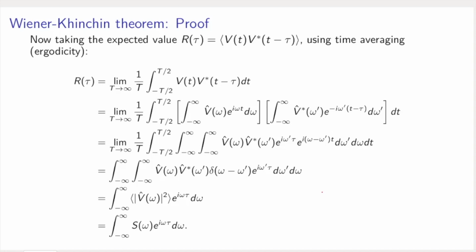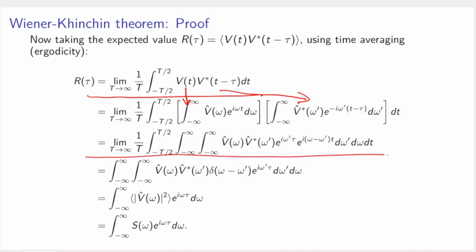This follows from the assumption of wide-sense stationarity, which allows us to evaluate the statistical expectation as a time average. We then insert the inverse Fourier transform representations of complex voltage into this equation. We move terms around a little bit to obtain this line here. And here we can see there's a term e to the i (omega minus omega prime) t.